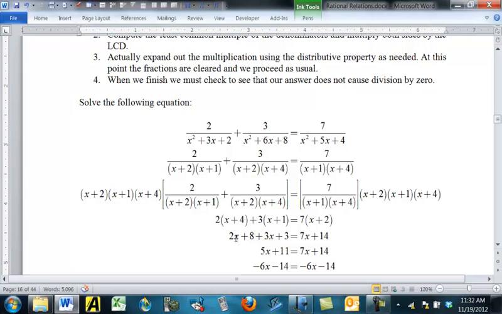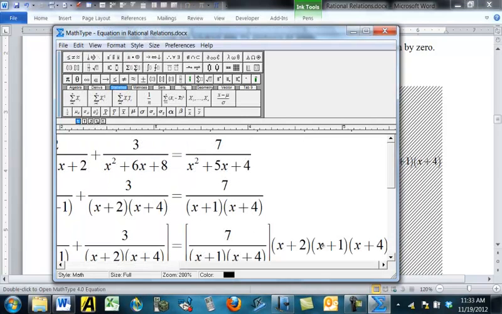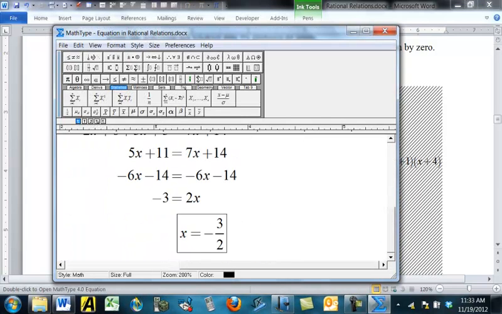Distribute now. So now the fractions are gone. So that's the nice part. Now distribute, you get 2x plus 8, 3x plus 3, 7x plus 14. Now we're pretty easy from here on out. Combine like terms, subtract, let's see, that's not right. So I'm subtracting 7x from both sides.